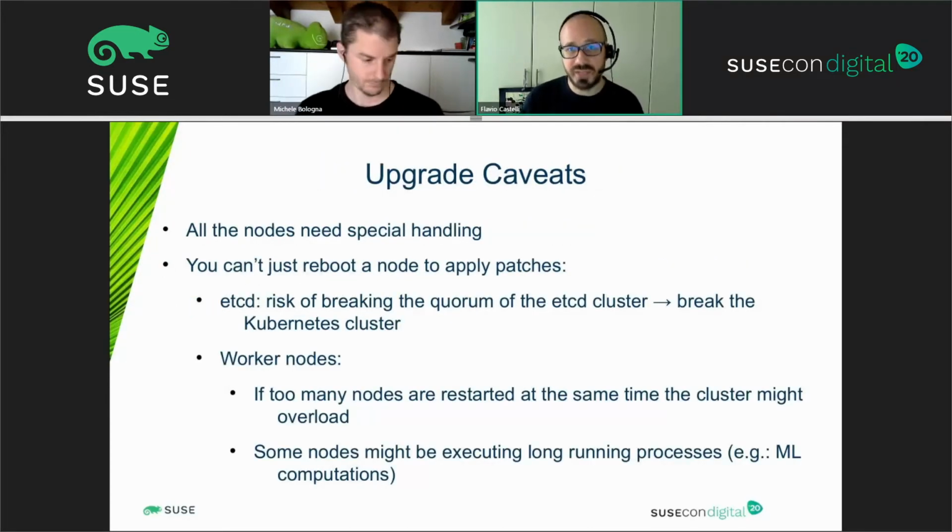And when it comes to handling the upgrades of all the machines, so control plane nodes, worker nodes, you can't handle them like traditional Linux machines. You can't just go apply some updates and then reboot the node, because there are many risks of breaking your Kubernetes cluster. So for example, if you reboot too many etcd nodes at the same time, you are at risk of breaking the quorum algorithm of etcd. And if that happens, etcd becomes read-only, and you can't interact with it from Kubernetes, and your whole Kubernetes cluster becomes not really useful to you.